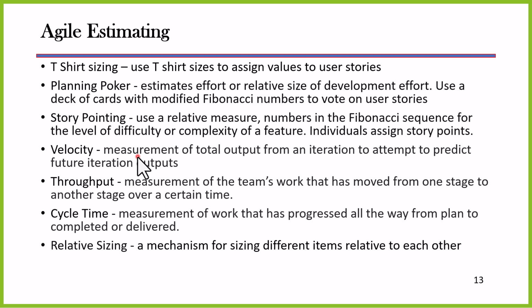We talk about throughput. That would be the measure of the work that has moved from one stage to another over a given time period. Cycle time, measurement of work that has progressed all the way from the plan to completed or to delivered. And then relative sizing is just a mechanism for sizing different items relative to each other. So you can see a lot of these are subjective.